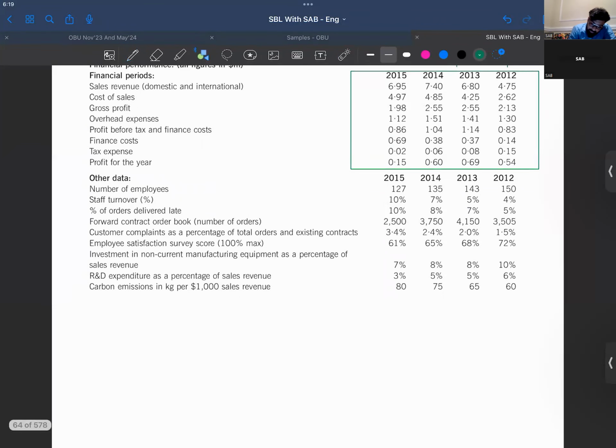And other data is number of employees. That must be human capital. These two things, staff turnover and number of employees, I guess can be human capital, right? It's integrated reporting. No? Similarly, number of orders delivered late can be social capital, right? Customer complaints. Similarly, investment in non-current manufacturing equipment, that can be a percentage of sales revenue, manufactured capital, right? Similarly, R&D expenditure can be intellectual capital.